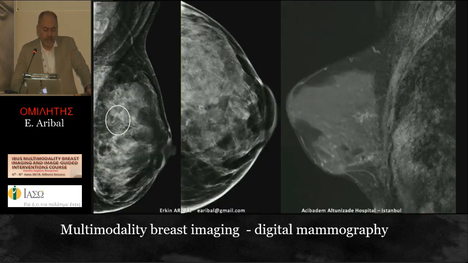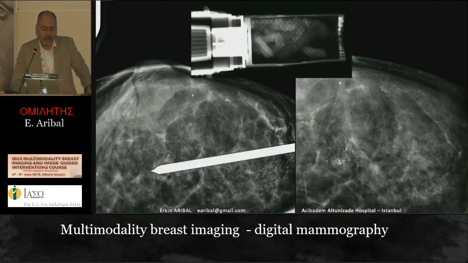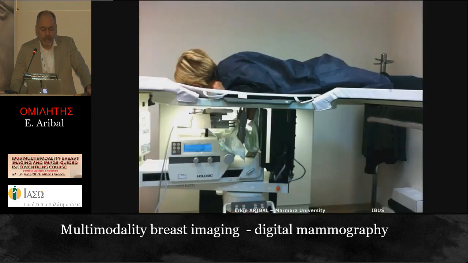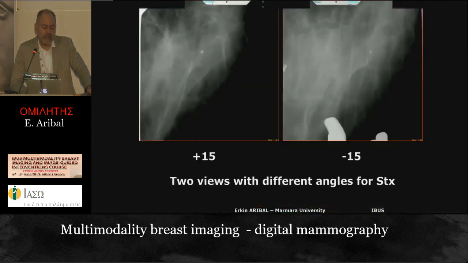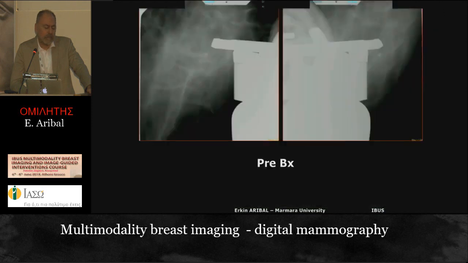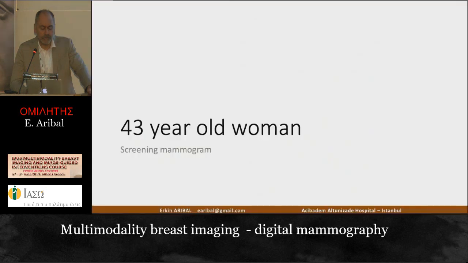This is another very small case, and same, and the specimen mammogram. So there is another possibility, the prone table. It's easier for the patient. It's more comfortable, I can say, and you do the approach horizontally in these cases. Same 15-degree images, then always take the specimen radiogram.